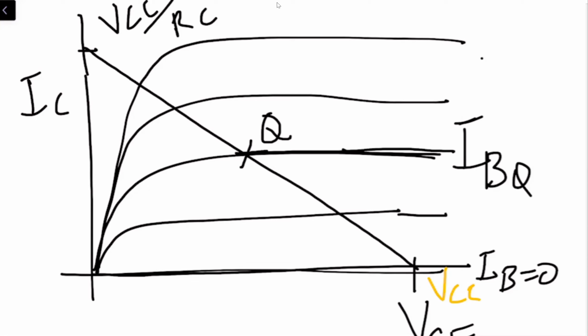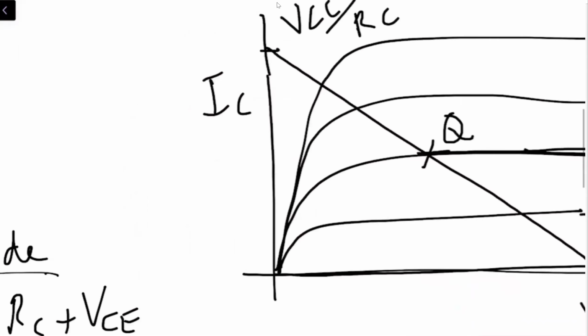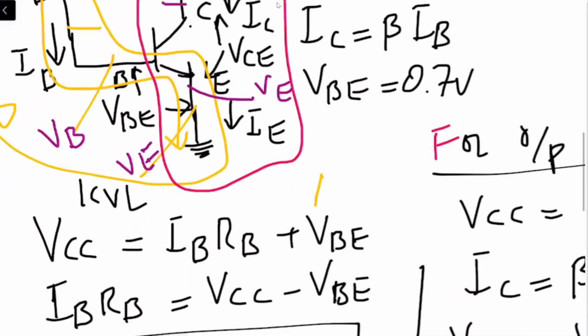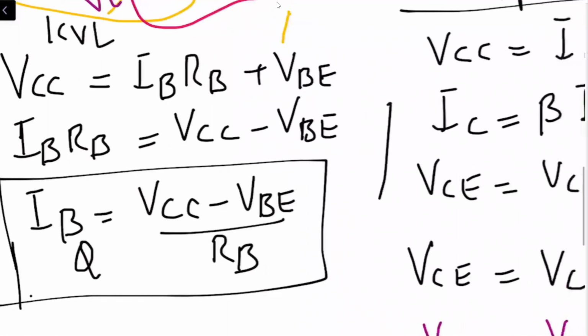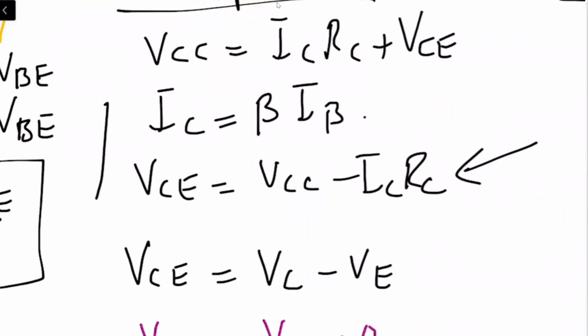That is what I am telling you. If you see, we have the input side equation, which is IB is equal to VCC minus VBE divided by RB, right? And suppose with the values of VCC, VBE, and RB, we get a value IBQ over here, right? Due to this value, we get the corresponding value of the collector current, which is IC is equal to beta times IB, right?